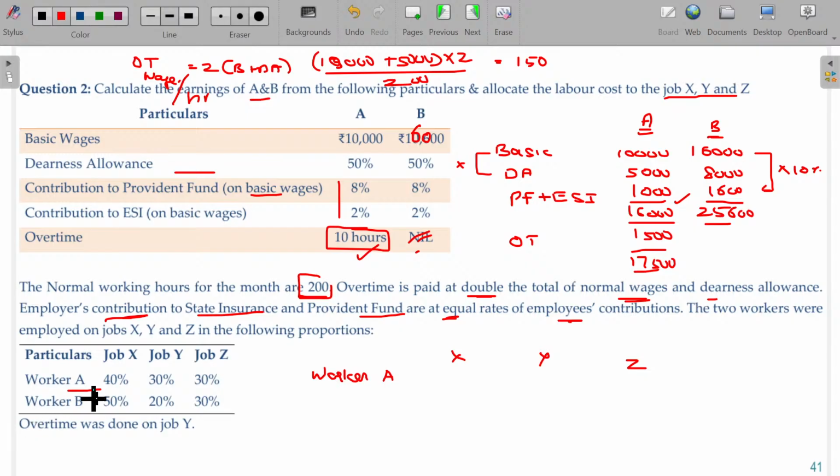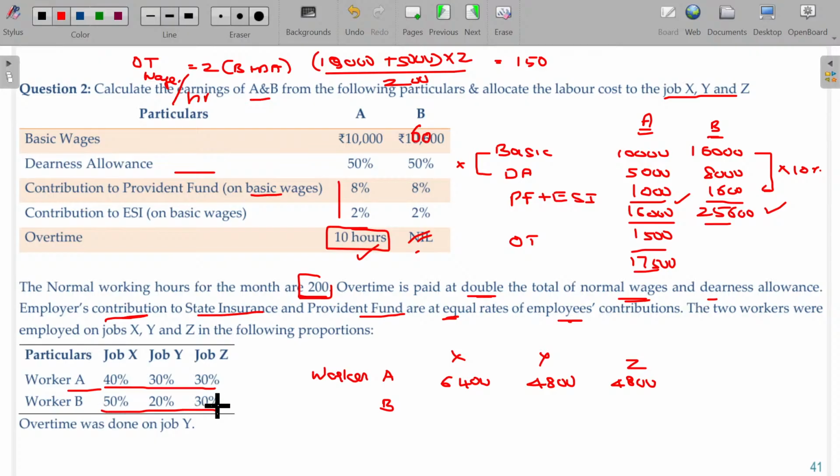16,000. But worker A contributed 40% of his work for job X. From this, it is very clear what is the overall wages payable to A. You find out that 40% will be now recoverable from the job X. What is that value? 6,400. And for Y, 30% only 4,800. For Z also 4,800. Similarly, for the salary payable to B, 25,600.